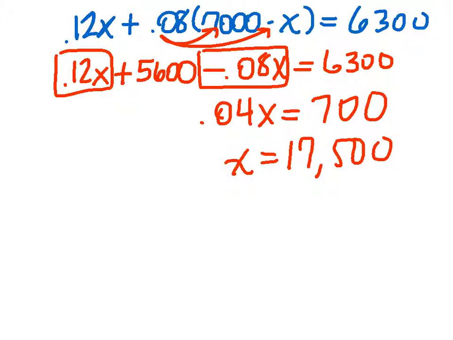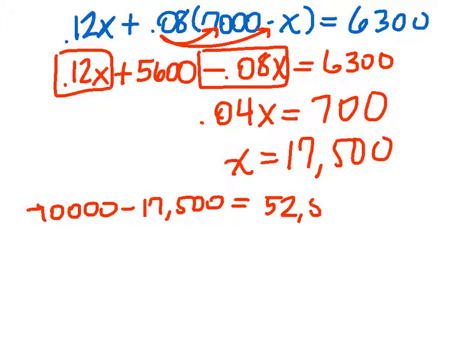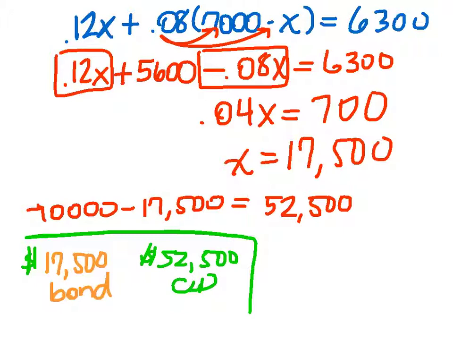So to figure out how much she should invest in the CD, I need to take $70,000 and subtract off what we invested in the bond, and that gives me a remaining total of $52,500 that she should invest in the CD. So for our final answer, Esther should invest $17,500 in the bond and $52,500 in the CD.